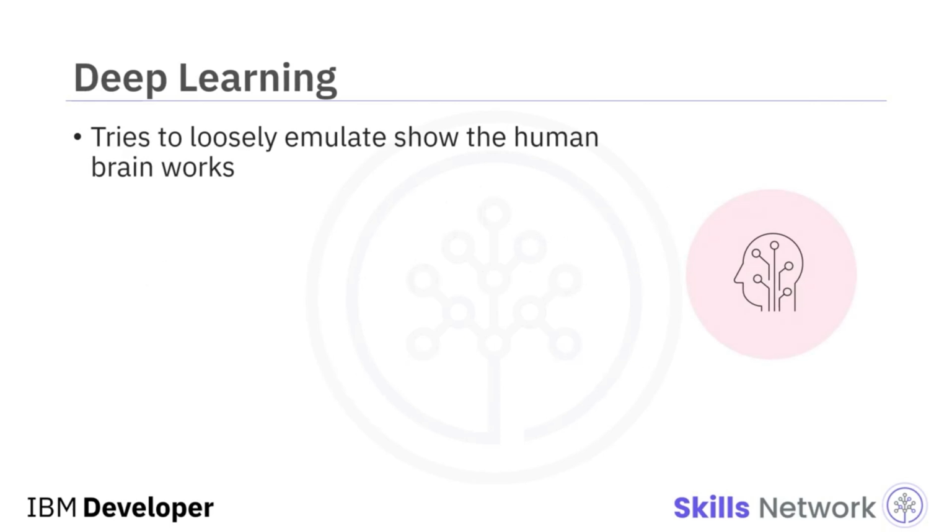Deep learning is a specialized type of machine learning. It refers to a general set of models and techniques that loosely emulate the way the human brain solves a wide range of problems.